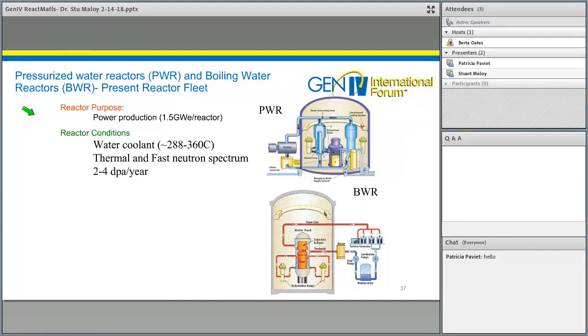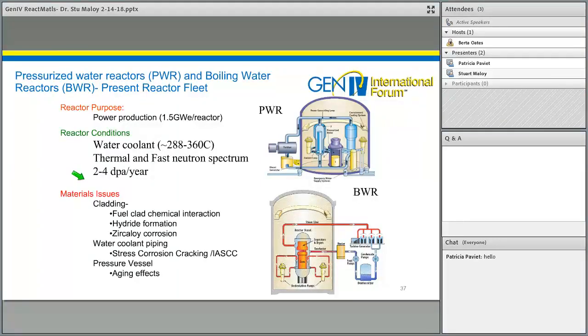Their purpose, of course, is power production. These are cooled by water, so they're at fairly low temperature, 288 to 360 degrees C, and they have mostly a thermal spectrum, but they do have a fast neutron spectrum as well that produces displacement damage in the material at a rate of about 2 to 4 dpa per year. Some of the issues that they run into that result in having to, say, replace the fuel or other things are fuel-clad chemical interaction, hydride formation within the cladding, and corrosion of the zircaloy cladding, as well as some issues of stress corrosion cracking or irradiation-assisted stress corrosion cracking on the piping. And with the pressure vessel, as they try and push the overall age of the reactors to 40 to 60 years, they can run into aging effects for the pressure vessel as well.